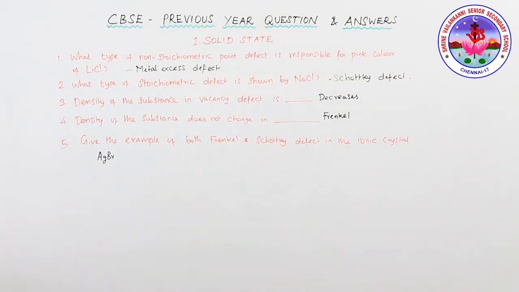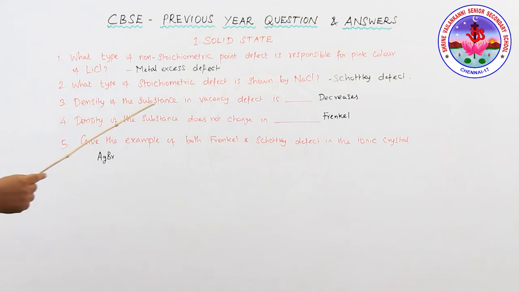Then the third question, the density of the substance in the vacancy defect. Usually, you know that stoichiometric defects, metal excess defect, vacancy defect, different types of defects are there.